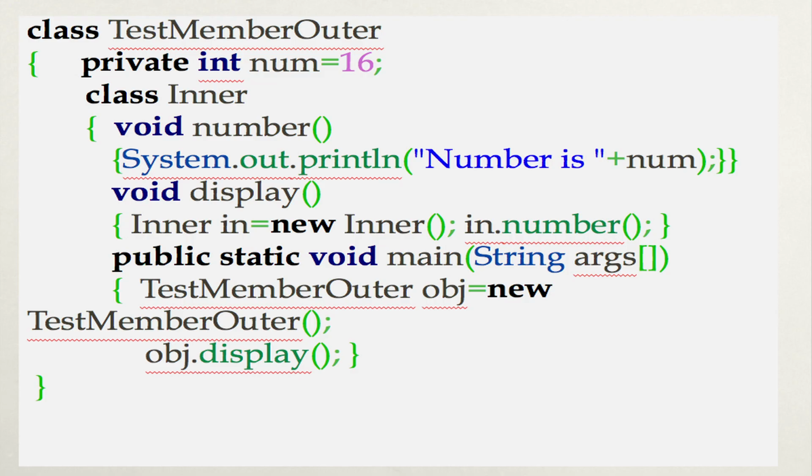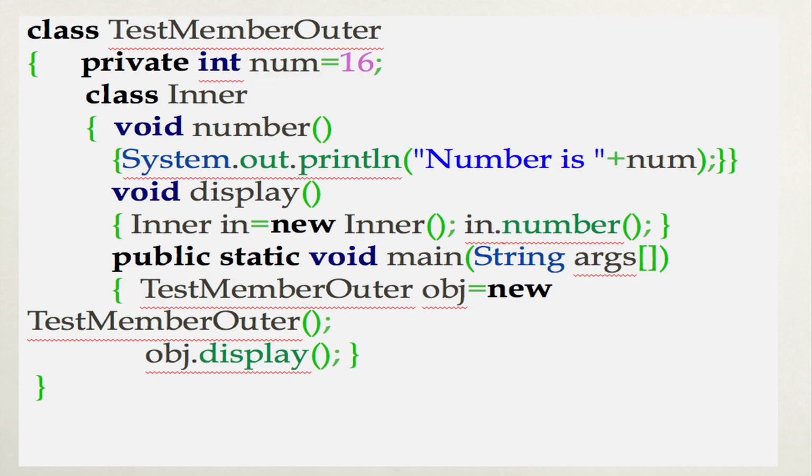Inside the display function, first of all we have defined the object of the inner class. In is the object of Inner, in = new Inner(), and we are writing in.number(). The number is the first function. As this line executes, it will execute the number function, and inside the number function we are printing the value of num. So accordingly it will display the output. 16 is the output.